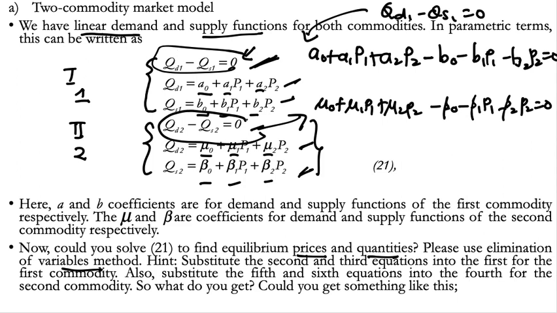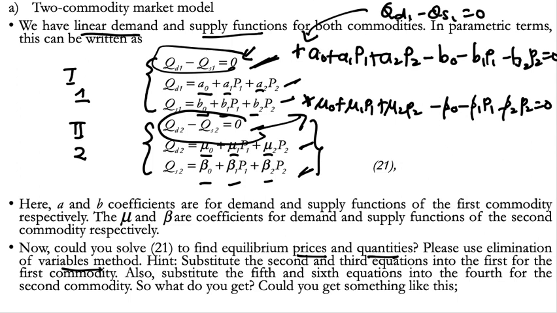Okay, we eliminate it so that we can solve P1, P2. Now we have two equations and two unknowns. The two equations are the first one here and the second one here, and the two unknowns are P1 and P2. Now what you need to do is to solve it.